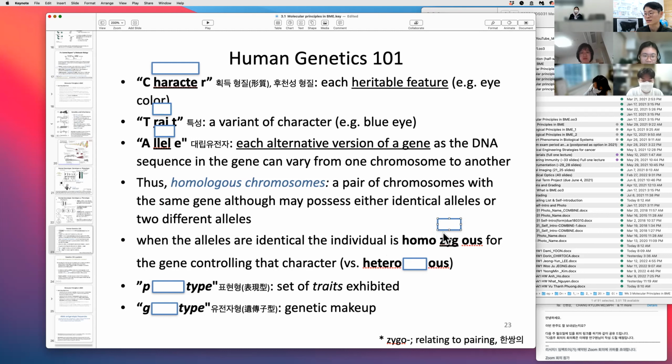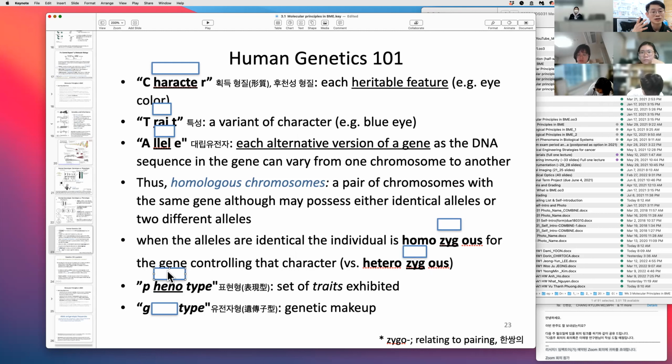Homozygous. Exactly. That's called homozygous. If they are not identical, that's called heterozygous. So controlling that gene, responsible for that character. So we call about traits, and that set of a trait, which is actually shown. You have blue eyes or red eye or dark brown eyes that is exhibited. So that we call phenotype.